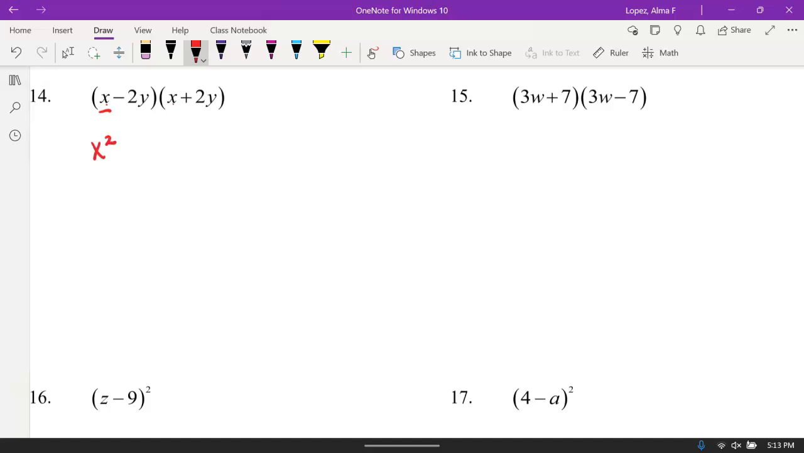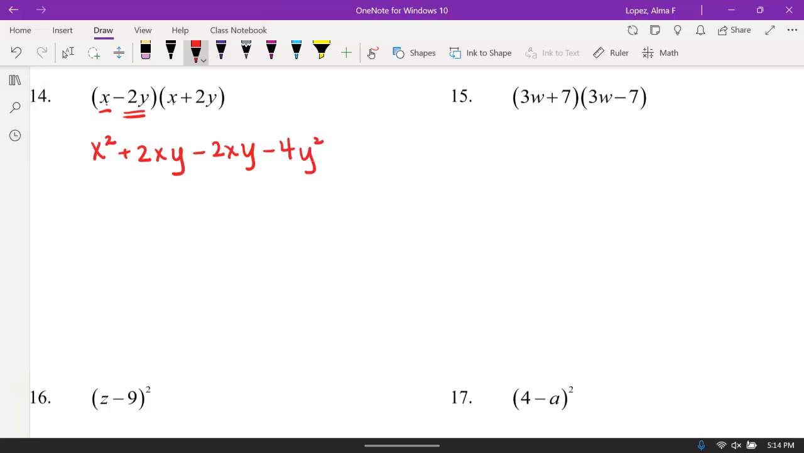X times 2y is plus 2xy. None of the terms match, so you just put them in an alphabetical order with the constant out in front. Now let's scoot over and distribute the negative 2y. Negative 2y times x is minus 2xy. And negative 2y times positive 2y is a negative 4 and a y squared.